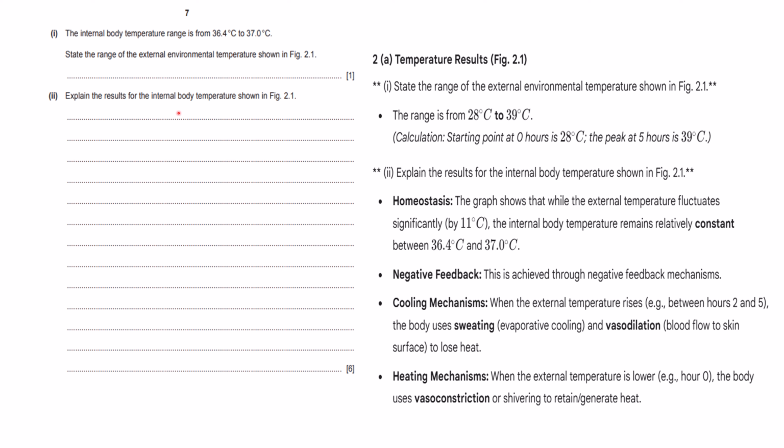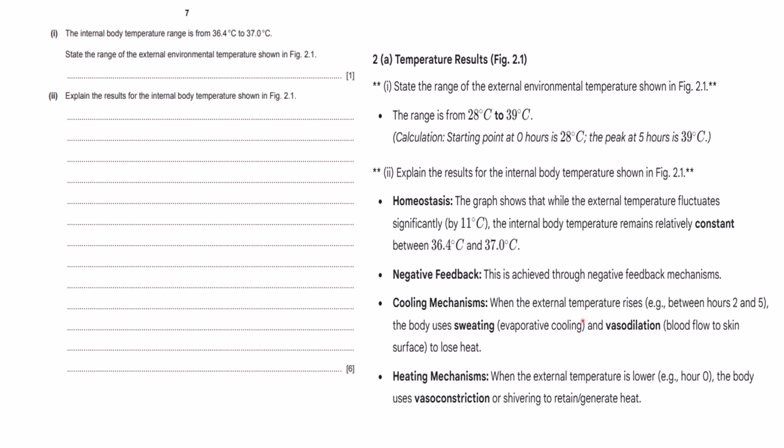Explain the results for the internal body temperature shown in figure 2.1. This carries 6 marks and the answer is as follows. First is homeostasis. The graph shows that while the external temperature fluctuates significantly by 11 degrees centigrade, the internal body temperature remains relatively constant between 36.4 degrees centigrade and 37.0 degrees centigrade. Negative feedback. This is achieved through a negative feedback mechanism.